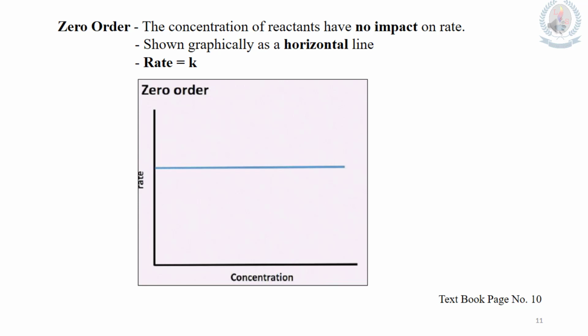It is shown as a horizontal line. So we can say the rate equation is rate equals simply k. Simply k means rate constant. Here the intercept of this graph is simply k, the rate constant.